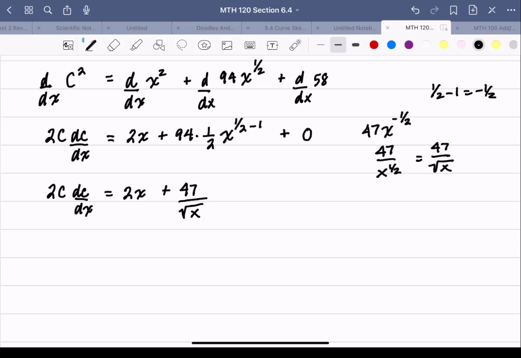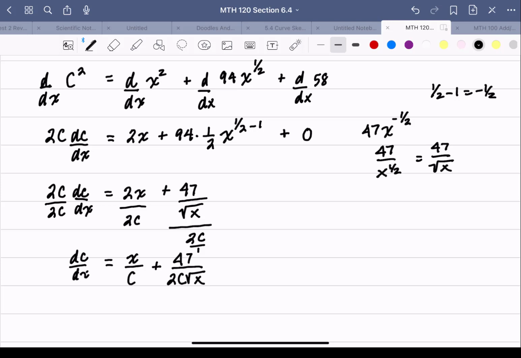Solving this for dC/dX, which is what they ask us to find, the derivative of cost with respect to X, I'm going to divide both sides by 2C. Now on the right-hand side, I should divide each term by 2C. So 2X over 2C is going to be X divided by C, plus, anytime you have a fraction over a whole number, look, this is over 1 in the denominator. That 2C is going to end up in the denominator. So it's 47 over 2C times the square root of X. So that's my derivative of C with respect to X.